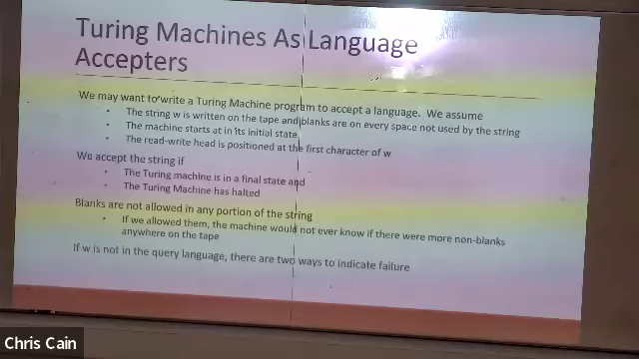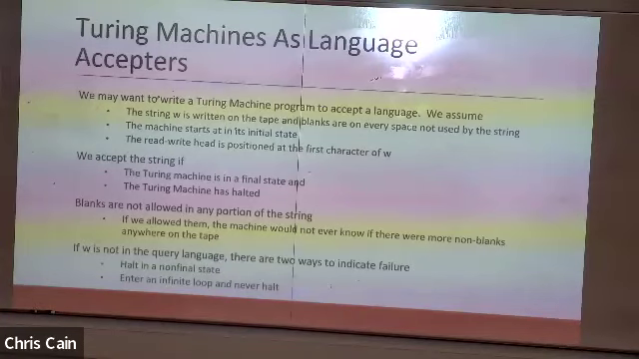If the string on the tape is not in the query language, we have two ways that we can fail. We can halt in a non-final state. If we reach a halting state and stop without being in a final state, we reject. Or we can enter an infinite loop and never halt, although recognizing that we are in an infinite loop is itself an interesting problem. An infinite loop is said to be a rejection if we have a way of proving that we're in an infinite loop.